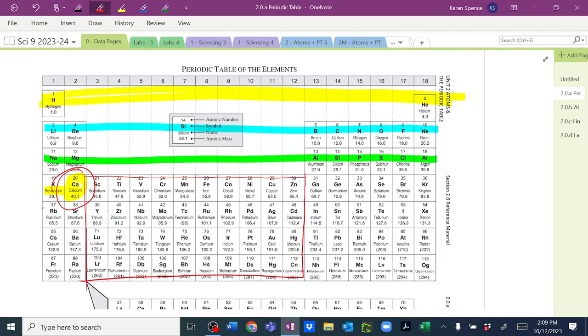So I will never have you draw a Bohr model past calcium. Okay? Besides which, who wants to draw more than 20 electrons, right? So there needs to be a stopping place. So we're going to stop at element number 20 for Bohr models. Okay.